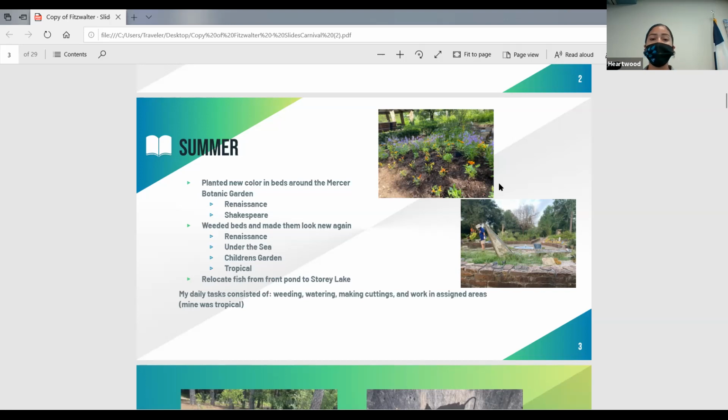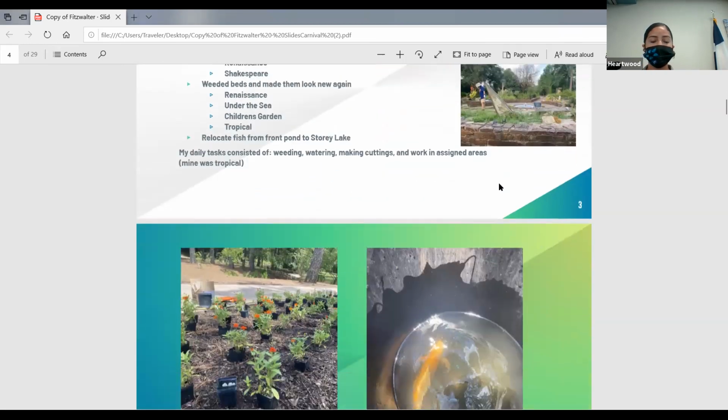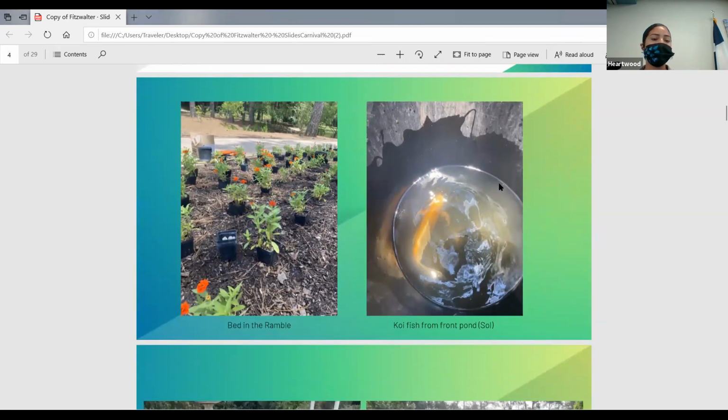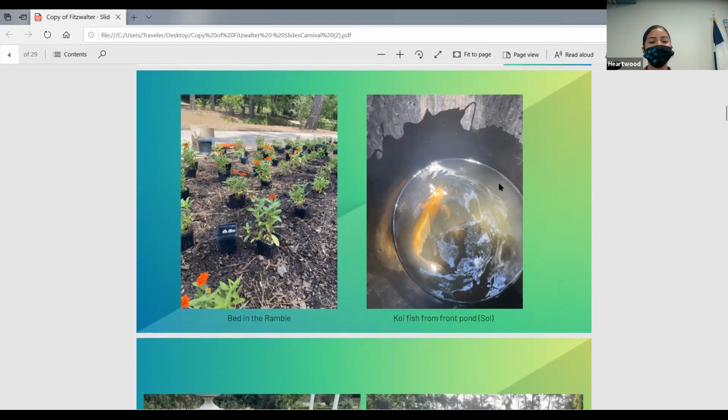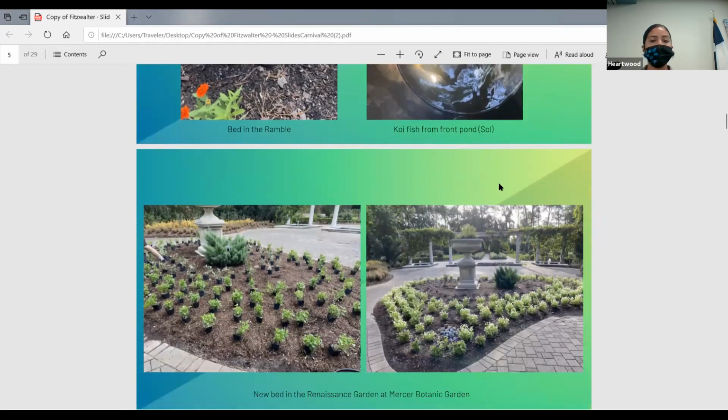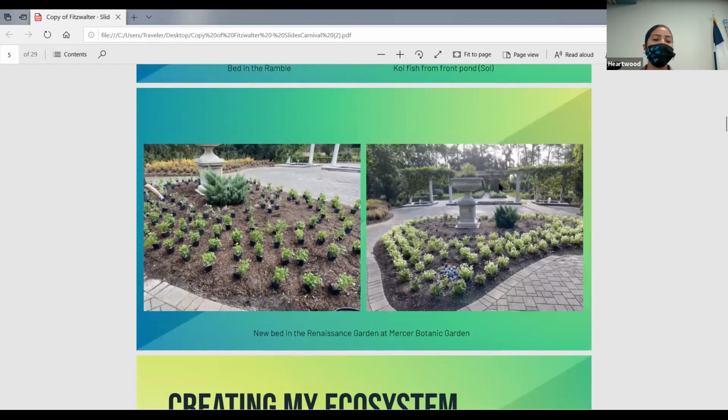Here on the right, we can see there's pictures that I took during my internship. Here are just some more pictures. One of them is the bed in the Ramble, which is a section in the back of the garden. And here's one of the fish that we relocated. We named it Soul because of its vibrant orange colors. And here's just another bed that we weeded and gutted and made into a new bed again.